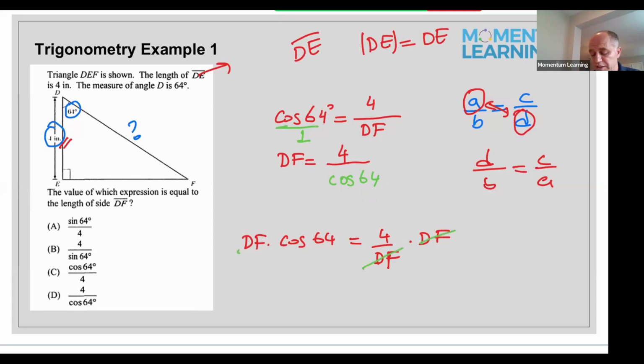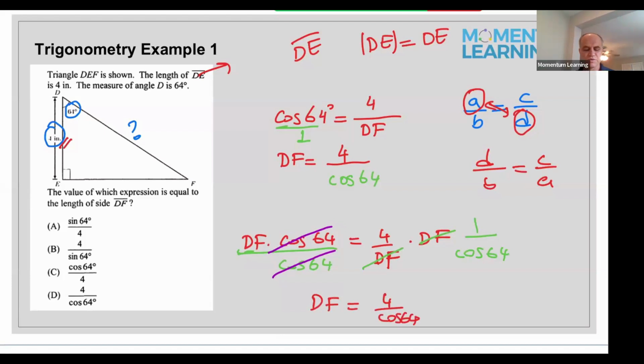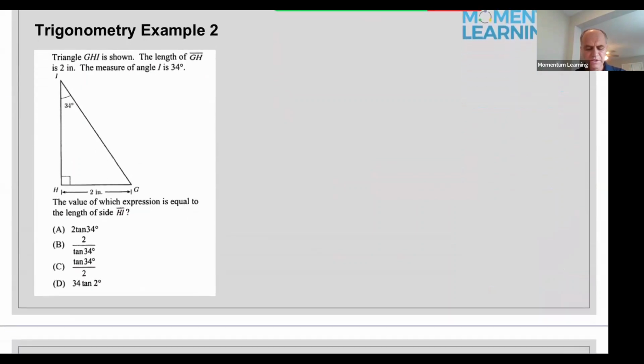So now I have to divide each side by cosine 64 because always we have to use opposite or reverse operations. If I have multiplication, cosine 64 in multiplication form, what is the reverse operation? Division. I need to divide by cosine 64 to simplify the expression. Now, yes, these cancel, but cosine 64 is not zero. We can cancel. This is an exception. We have to be careful. We can't divide by zero. So DF is equal to 4 over cosine 64, as we got in the first. The answer is D. There are similar questions.